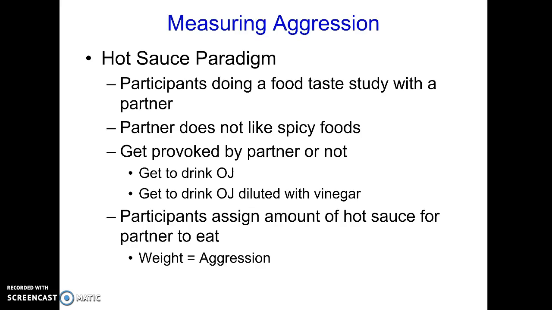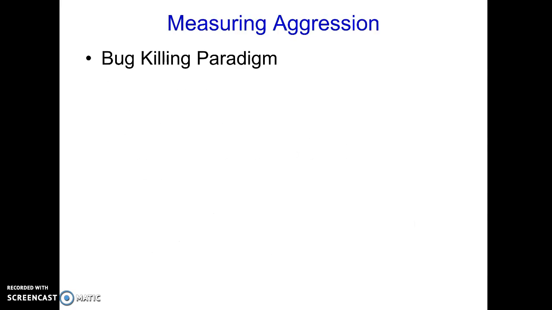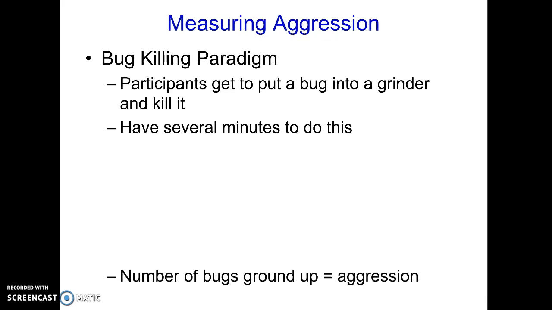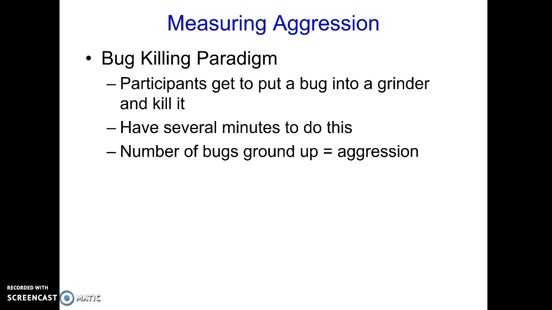Now the question is, can we ethically measure violence? Remember, the violence is the thing that's going to put you in the hospital. And I'm going to tell you the answer is no, but people have gotten close. There's two measures here that I wanted to bring up. The first is the bug killing paradigm. What happens is participants get to put bugs in a grinder and kill them. The grinder is basically like a little handheld thing. You put little bugs in it and you grind it up. And you have to do this for several minutes. The number of bugs that you grind up equals, as these authors claim, a measure of violence or aggression.